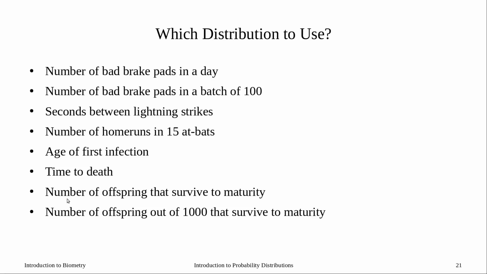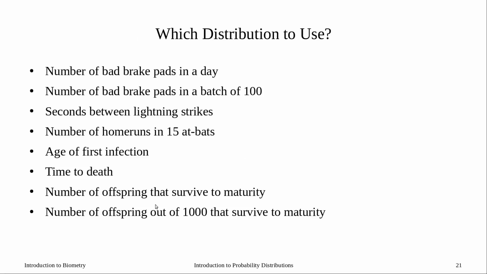Next one, number of offspring that survive to maturity. Again, we don't know how many offspring were born. You can have 3 offspring. You can have 10,000 offspring, depending on the organism. So for the number that survive, we don't have any out of number. This is a Poisson. Number of offspring out of 1,000 that survive to maturity. Now this is different. Note that we have an out of number of 1,000. So we can have 0 surviving. We can have 1,000 surviving.